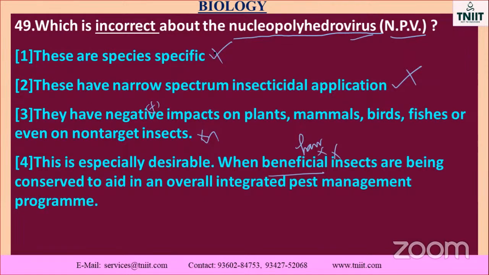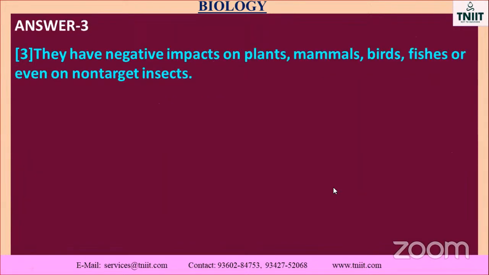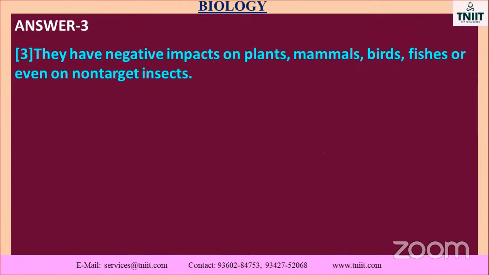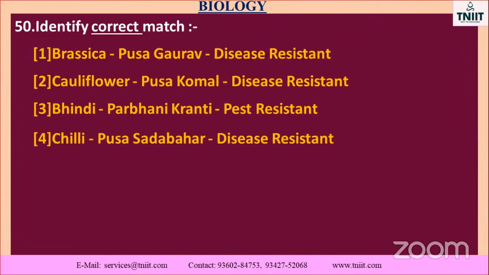The third one is the incorrect statement. Others are beneficial aspect only. Okay, go to the next one. They have a negative impact on plants, mammals, birds, fishes, or even on the non-target insect. This is the incorrect statement. Others are right statements only. Okay, go to the next one.